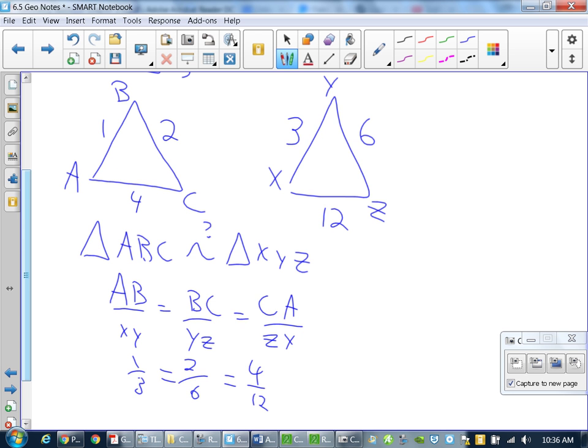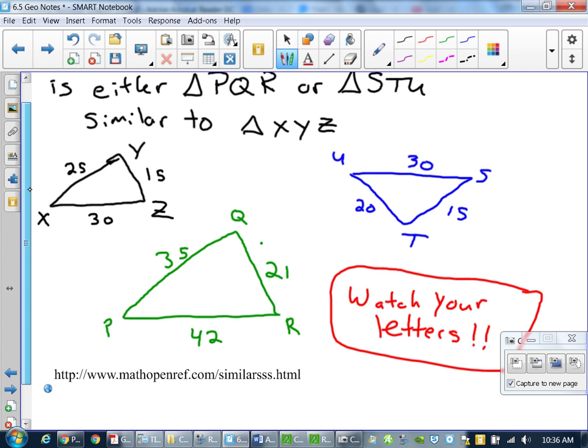Now, what this will ask us to do is something very subtly different. It'll ask us to say, hey, knucklehead, does the shoe fit? They might ask you between three triangles to find which ones are similar to which one. And it could look like this. Is either triangle PQR or triangle STU similar to triangle XYZ?